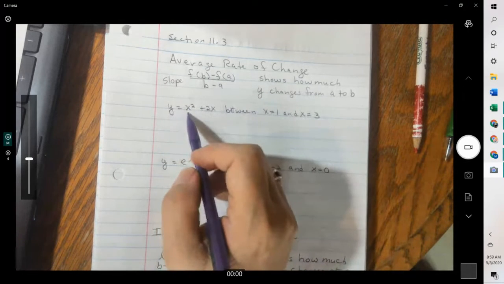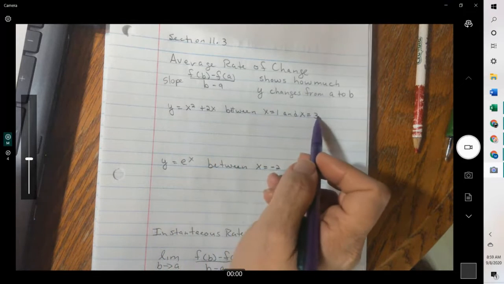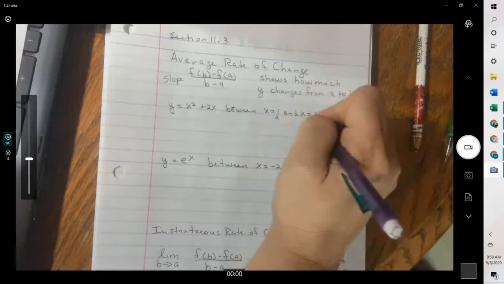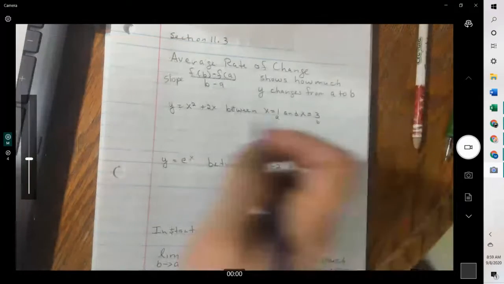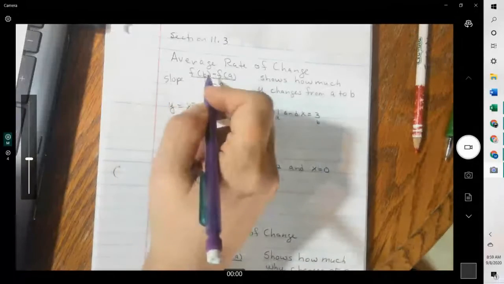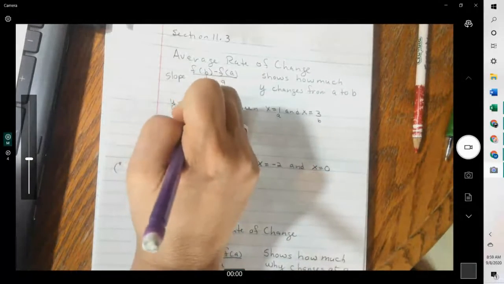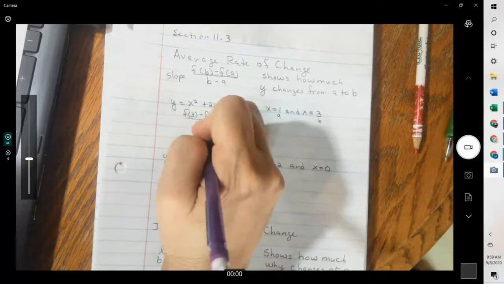So if we have y equals x squared plus 2x, and we want to find the average rate of change from 1 to 3. This is our A, and this is our B. It goes from A to B, so A is always the smaller value. And we're using this, so we're finding f of 3 minus f of 1 over 3 minus 1.